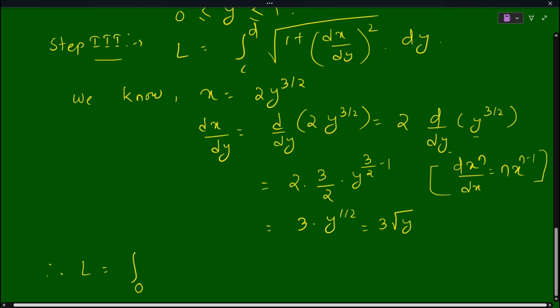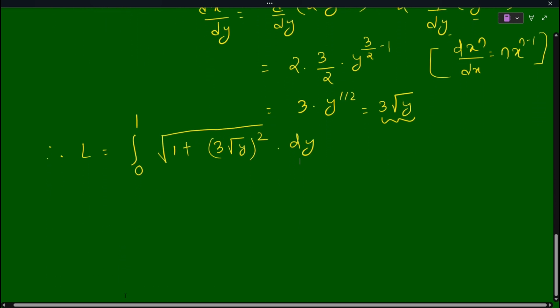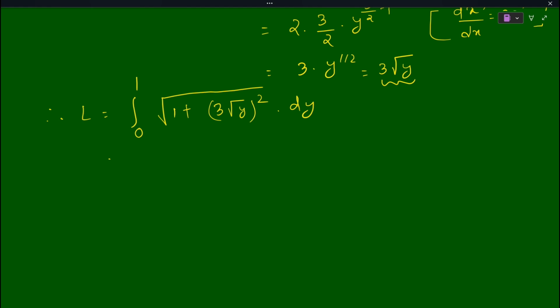Then root over of 1 plus dx by dy. So what is the value of dx by dy? Here this dx by dy is equal to 3 root y. So the square of this value, and the root over, into dy. Okay, so now let's solve furthermore. What is this value now? This is 0 to 1, root of 1 plus 9y, into dy.